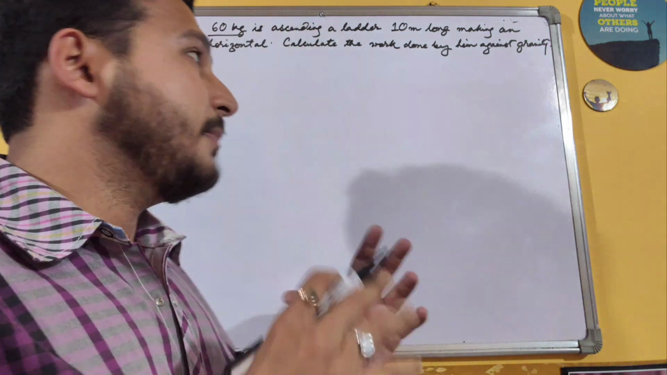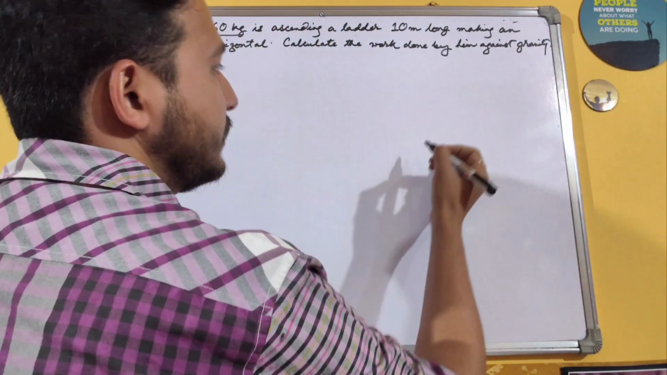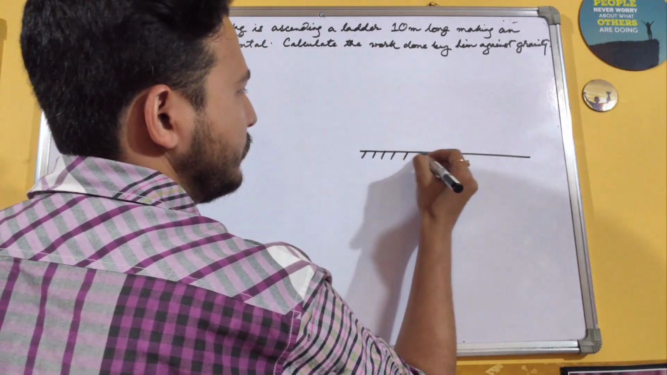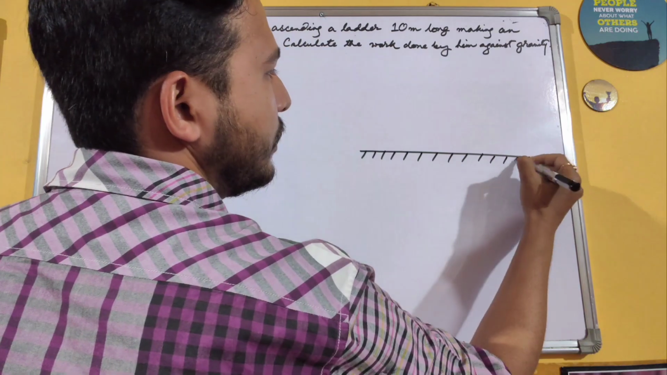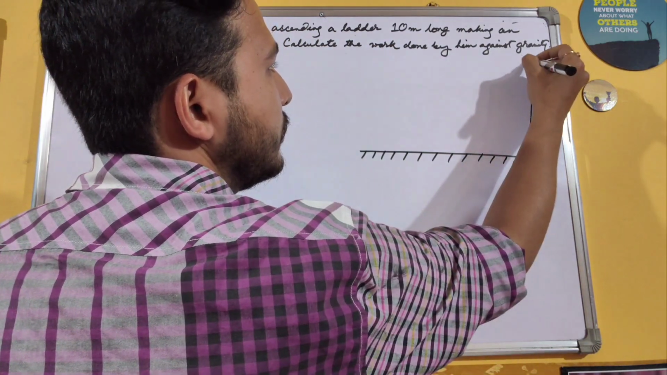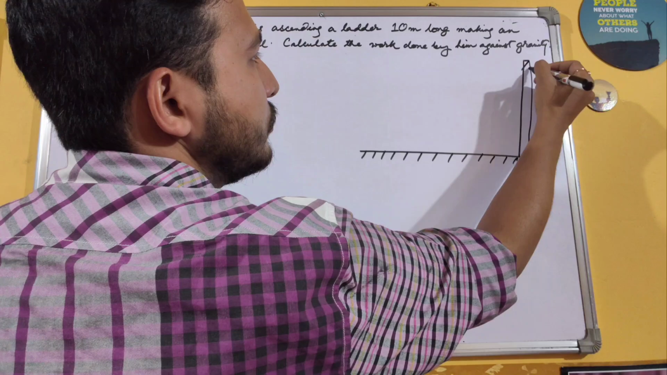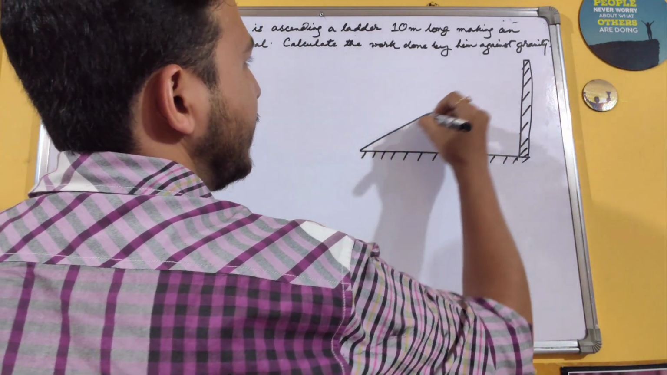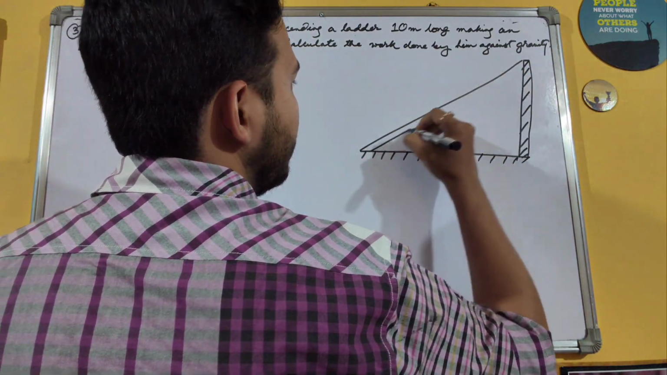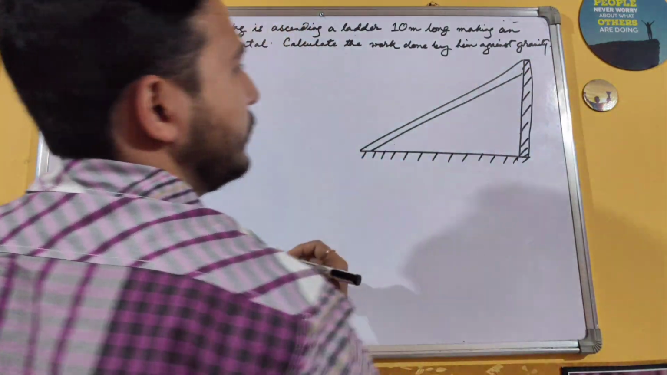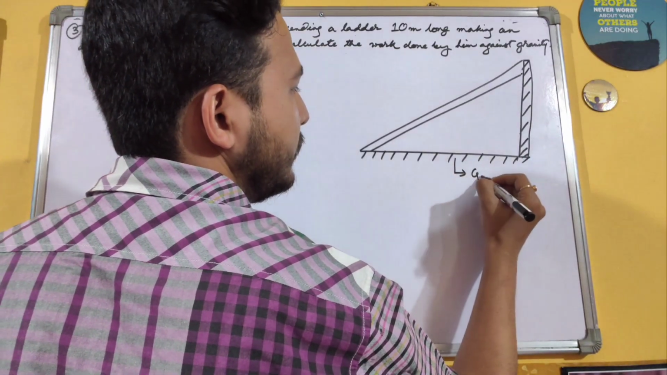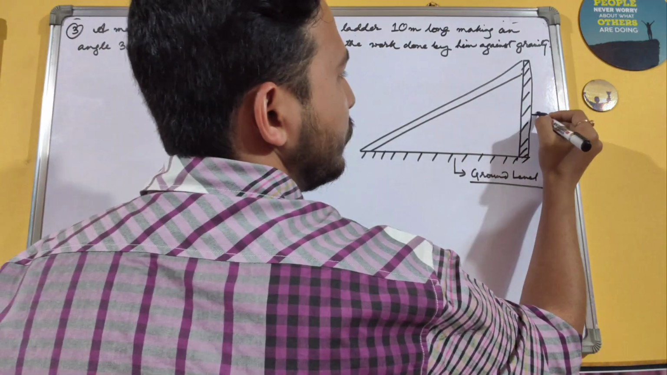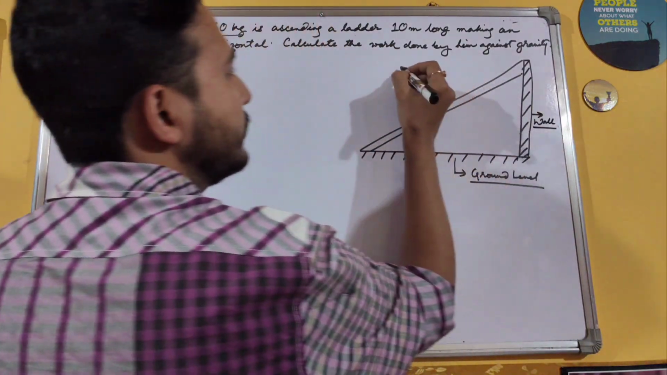Now let's just make up the situation. First we need to make up the situation. So it's the ground level where everything is situated. This is the wall. Now this is a ladder. This is the ground level. This is the wall, and this is the ladder.